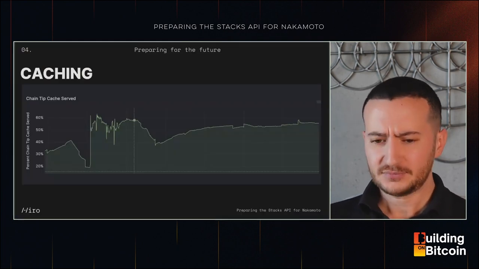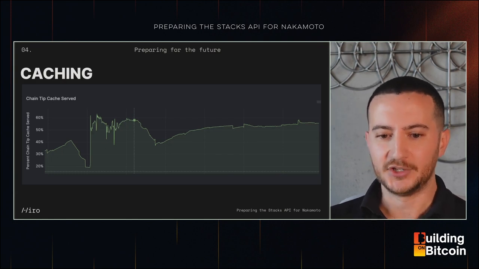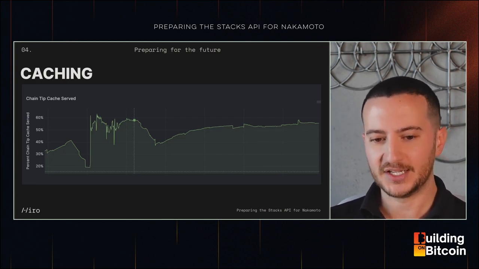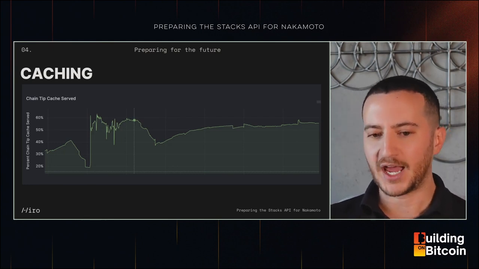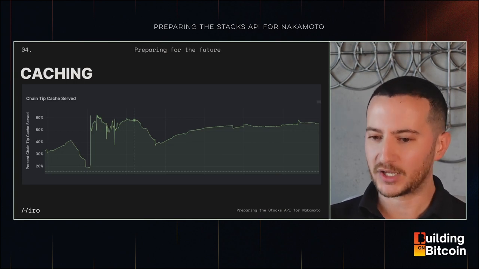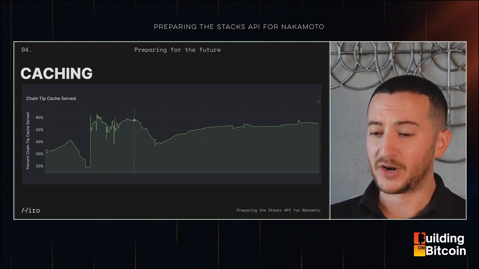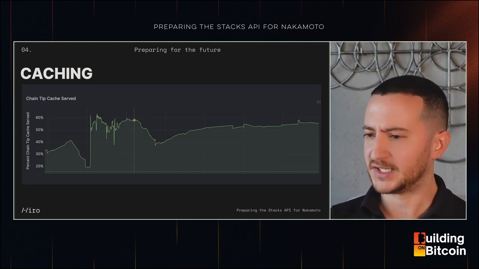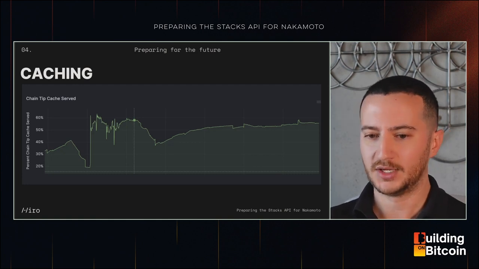This is a graph of the percentage of endpoints that we serve via cache versus via the API. And you can see on the left side where it goes down is when a new block is confirmed on the Stacks network, which means that most of our cache gets invalidated, but then it quickly jumps back up to around 60%. So on average, between 50 and 60% of all of our traffic is served from caching, which is great, but we want to improve this number even more.